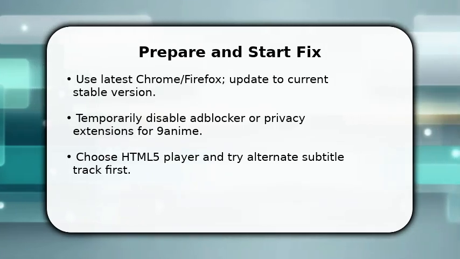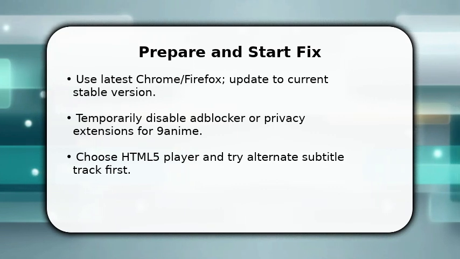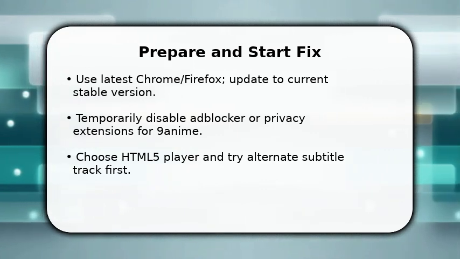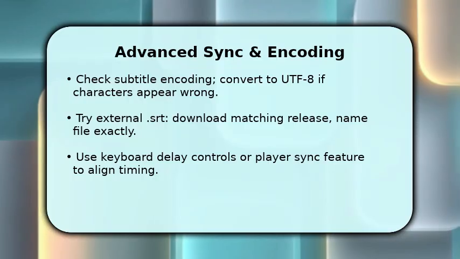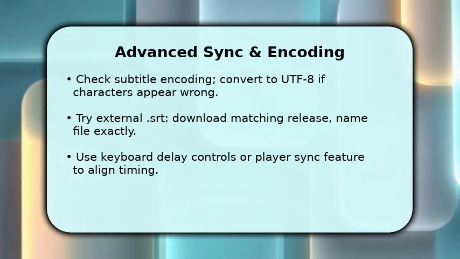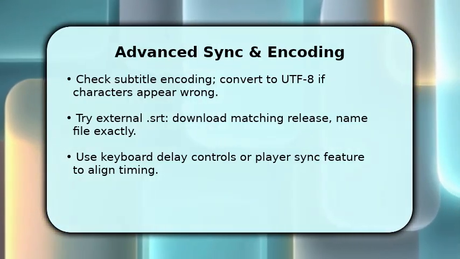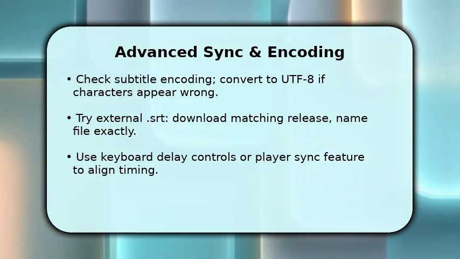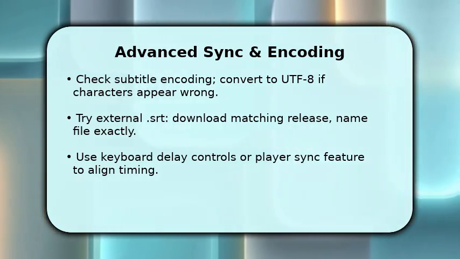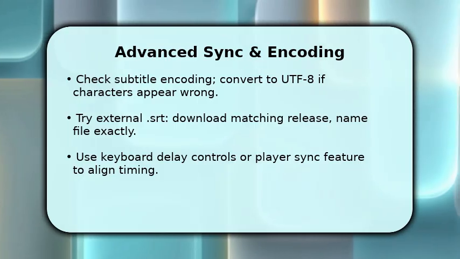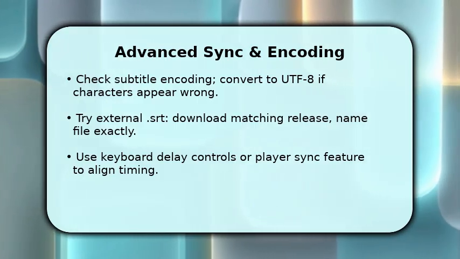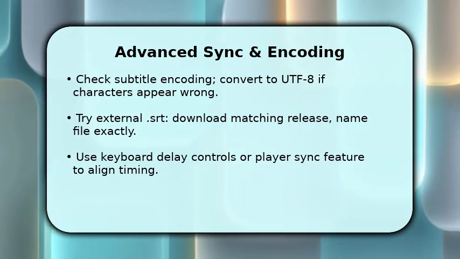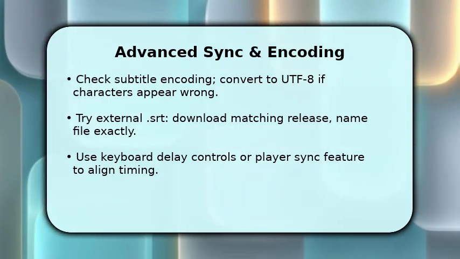Make sure to keep the video paused while you change settings so the player fully reloads the subtitle stream. If switching tracks didn't work, you move to encoding and sync fixes because corrupted timecodes or wrong encoding cause missing or garbled text. First, download a matching SRT from a trusted subtitle source and convert it to UTF-8 without BOM, then rename it to match the episode file name.